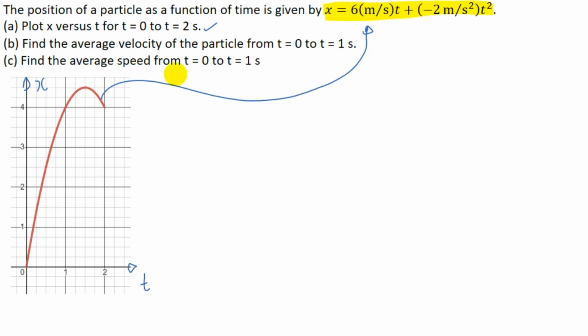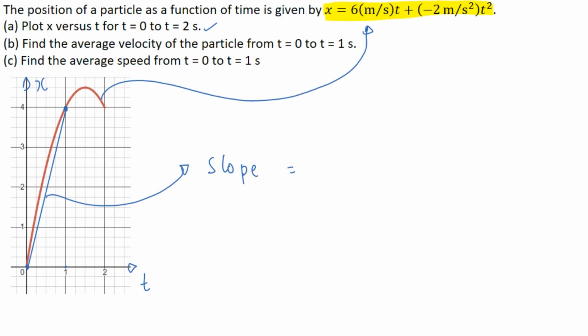Now in the B part, we have to find the average velocity of the particle from time interval t equals 0 to t equals 1. So here this is t equals 0, and here this is t equals 1, and this would be the point. Now to find the average velocity using the x-t curve, we have to join these 2 points with a straight line, something like that, and the slope of this line will tell you the average velocity of the particle from time t equals 0 to 1.